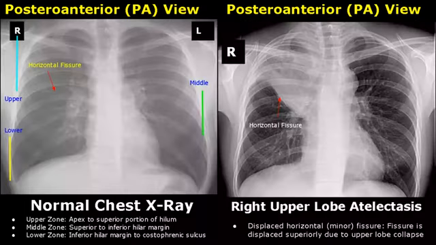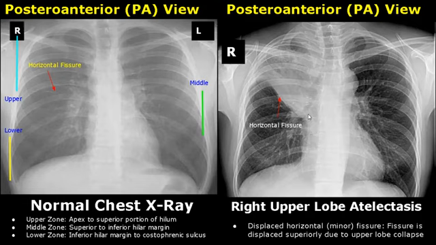Lung atelectasis refers to collapse of lung parenchyma. It can occur due to cancer, mass, or a foreign body, and even some diseases. Here we have right upper lobe collapse. In this case, the horizontal fissure will be displaced superiorly. As you can see, here the fissure has moved upwards due to upper lobe collapse.